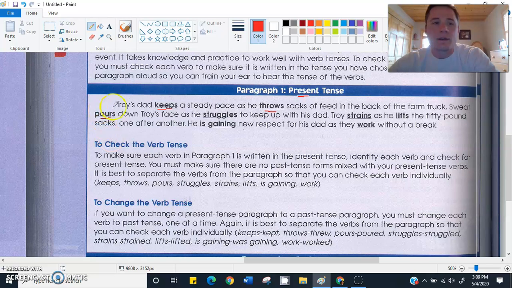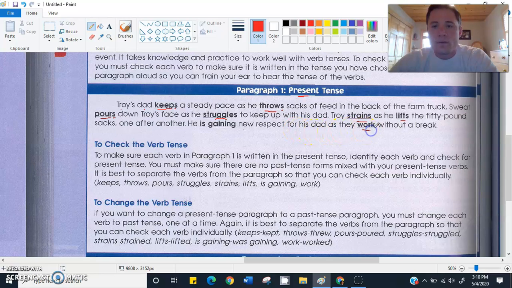When they're singular, right? Because they're all just Troy's dad. They end in S if they're regular. So if you see a verb that ends in S, there's a good chance it's present tense and probably a singular verb. He struggles, strains, lifts. See how easy it is to be able to tell when this is happening if they bold and isolate and separate all the verbs.